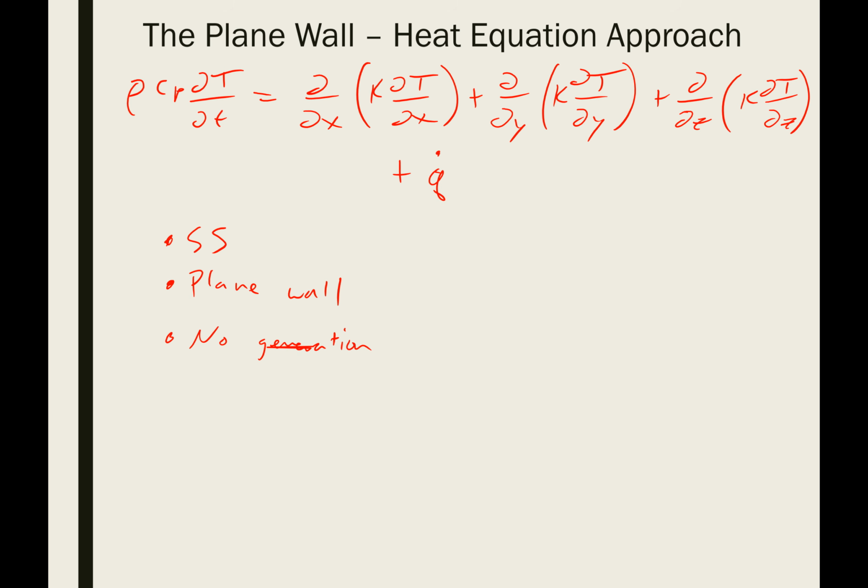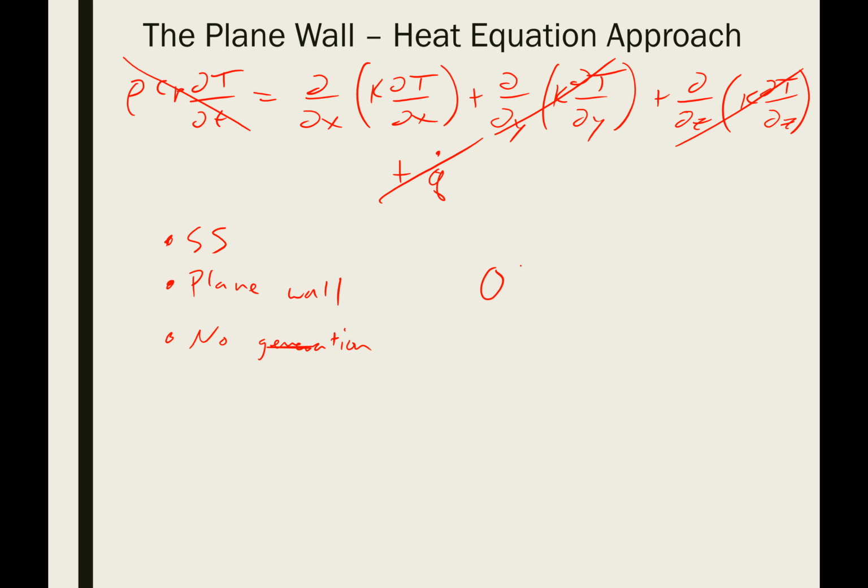and we can just start crossing off terms. So help me out here. The steady state assumption, what term does that allow us to get rid of? Okay, so no accumulation because of steady state, great. How about this assumption of a plane wall? Okay, so because it's a plane wall, we get rid of y and z. And then the easiest one is last.